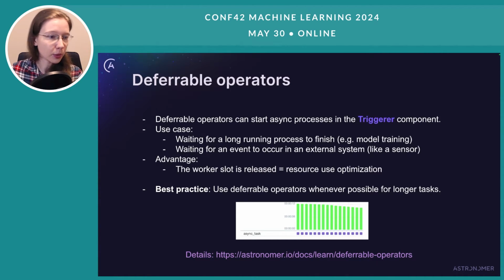So the worker can do a different task in the meantime, and as soon as the condition is happening that the async process is waiting for, the task will get picked up by a worker again. The best practice here is to use deferrable operators whenever possible for longer running tasks. In the demo, there is one deferrable operator, and I will show you how that works in practice.